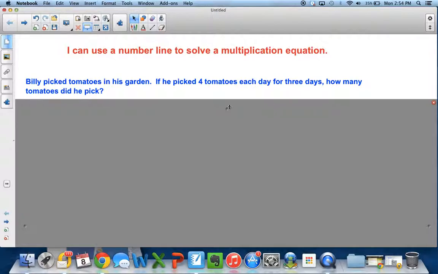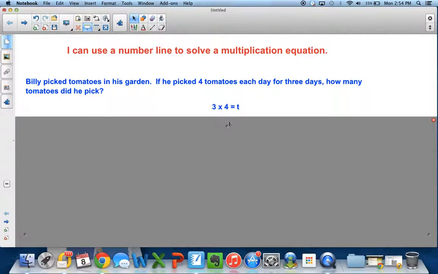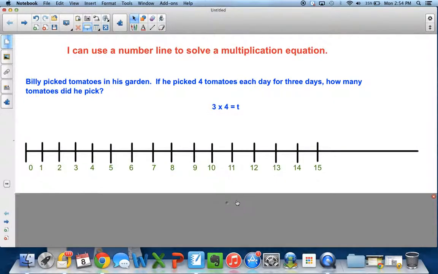And on Wednesday, Billy picked 4 more tomatoes, which gives us 3 groups because there's 1 for each day and 4 tomatoes each day. So we get the problem of 3 times 4, or 3 groups of 4, equals T, the total number of tomatoes. Well, as we see in our I can statement, we're going to solve this using a number line. So I've gone ahead and made a number line for us.